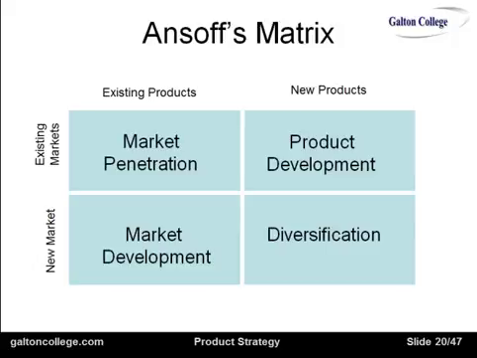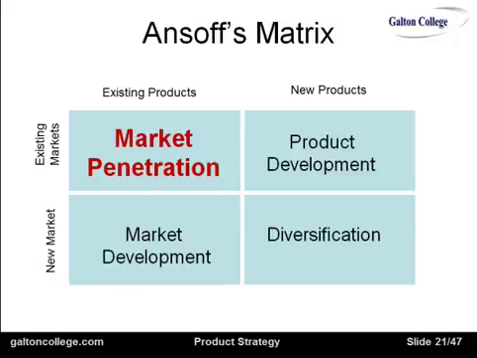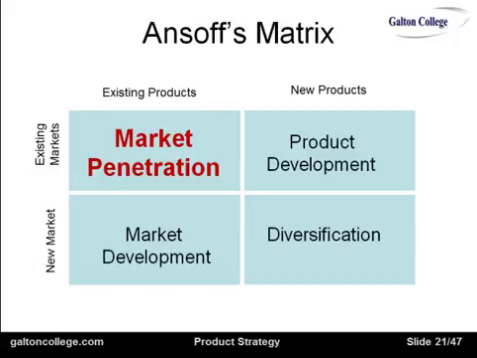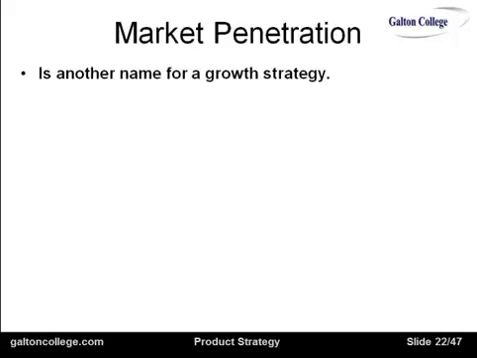Now, each one of these needs discussion, really. Market penetration, product development, diversification, market development. Each one needs to be discussed. So we'll start by looking at market penetration. Market penetration is another name for a growth strategy. It's trying to grow in the existing market. It's the existing market with the existing product. So it's growing it in there.